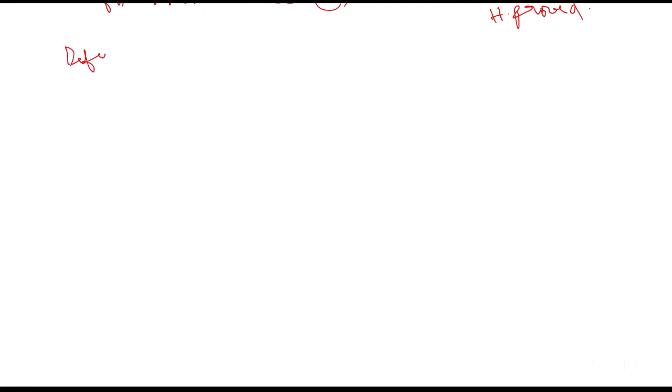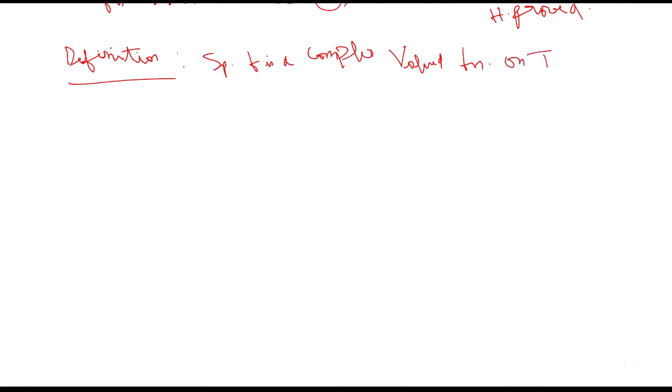Definition. Next definition. Suppose f is a complex valued function on a topological space X.